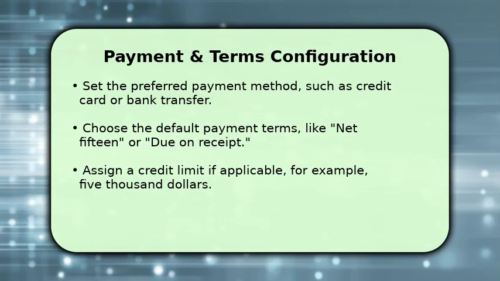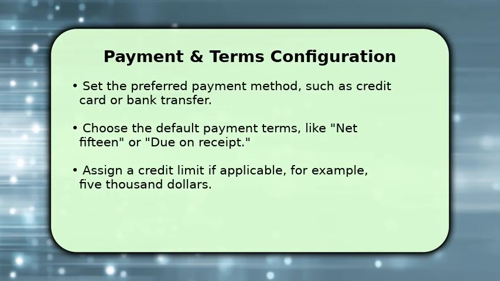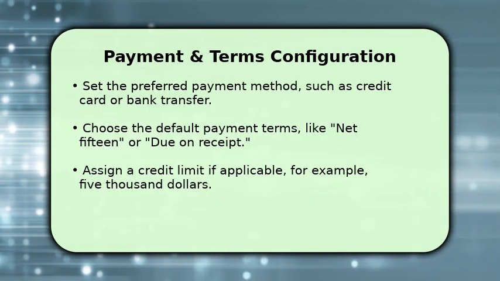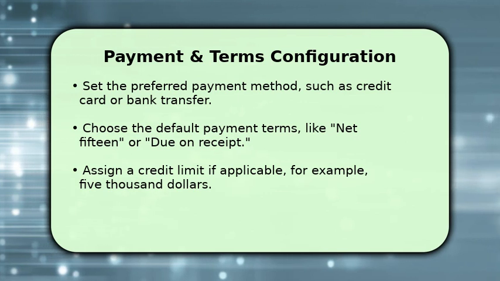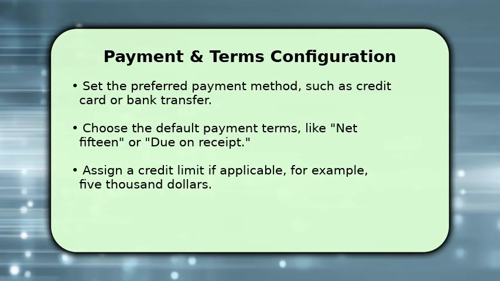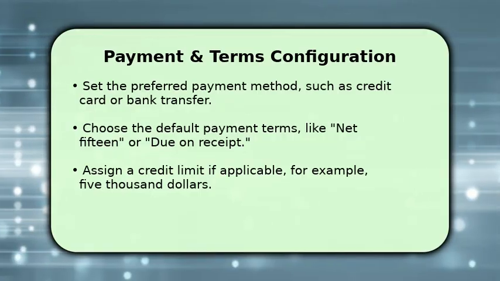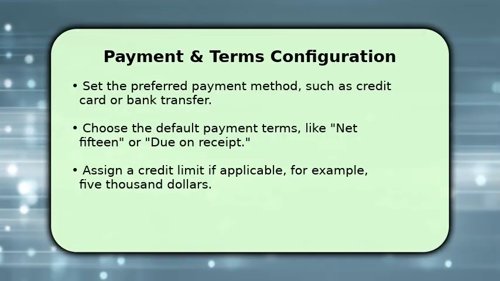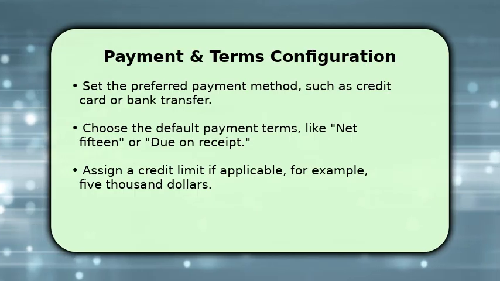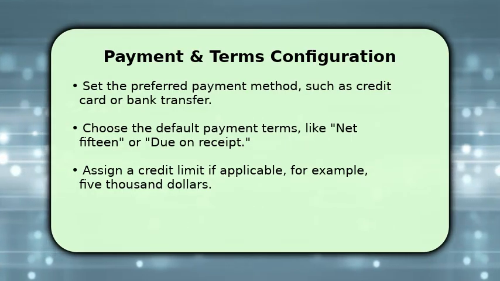Next, let's configure the payment and terms for this customer. You can select their preferred payment method, whether it's a credit card, bank transfer, or another option. It's also important to set the default payment terms, such as net 15 days or due on receipt, which will automatically apply to their invoices. If your business uses credit limits, you can assign one here, perhaps $5,000, to manage their purchasing power effectively.